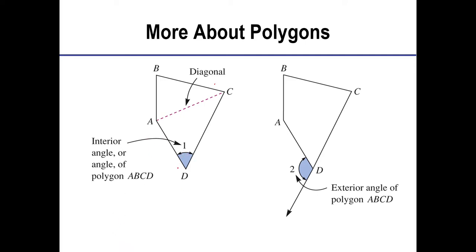An interior angle is an angle that occurs inside the polygon where two segments meet at a vertex. An exterior angle is different, in that we have to extend a line segment to the outside of the figure first, then we'll take the angle that occurs between the side of that polygon and the extension of that line segment.